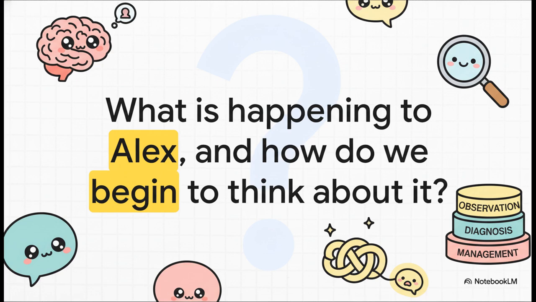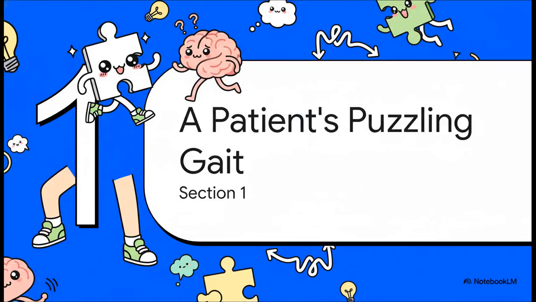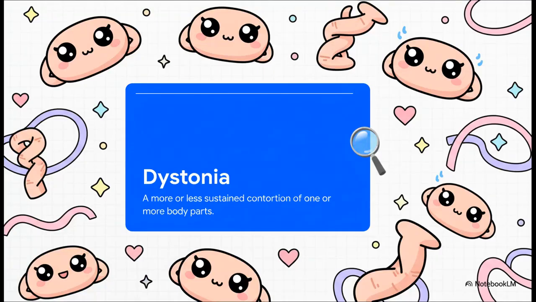This is the core puzzle we're going to solve together. We're going to use Alex's story to build a mental framework for dystonia piece by piece, from just seeing the symptom all the way to a diagnosis and a treatment plan. All right, section 1. Let's really break down what we're seeing with Alex. What is this bizarre movement? So the very first step in any clinical problem is to put a name to what you're seeing. And what's happening to Alex's foot is a dystonic movement.